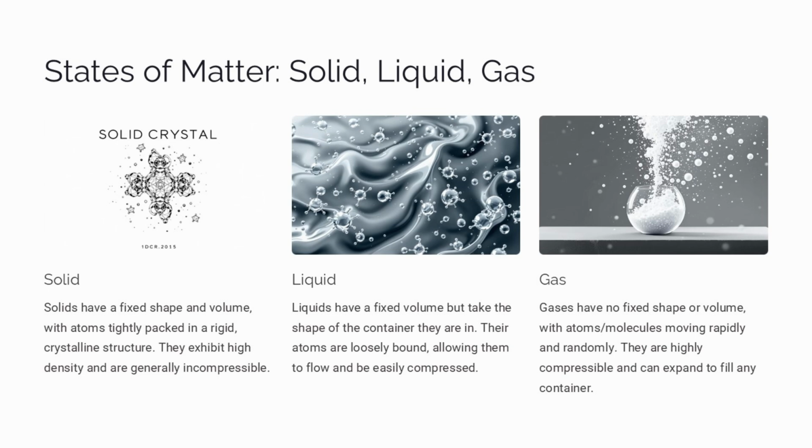Gases have no fixed shape or volume, with atoms and molecules moving rapidly and randomly. Gases are highly compressible and can expand to fill any container. These three states of matter, solid, liquid, and gas, represent the fundamental ways that matter can exist.